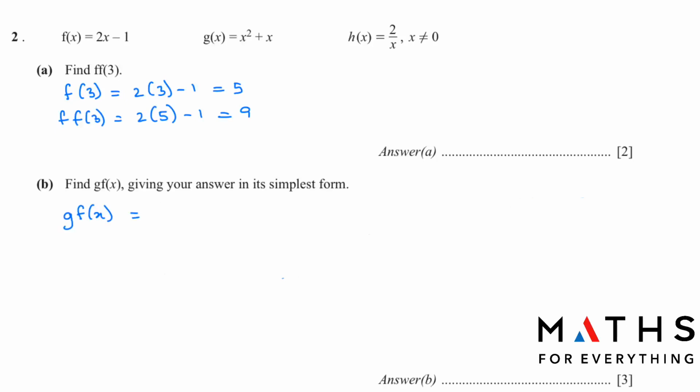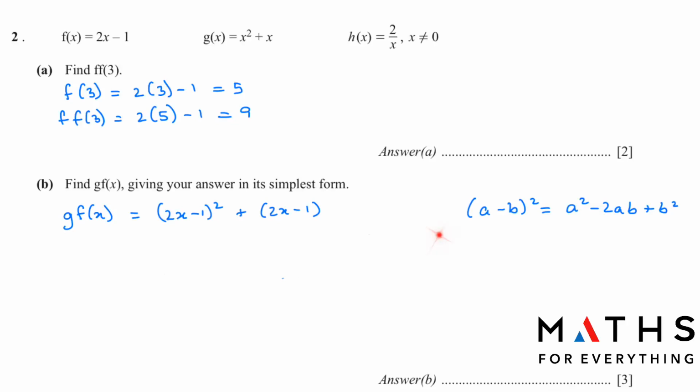So g of f of x, in place of x, we are going to write 2x minus 1 and put the square outside, plus in place of x, 2x minus 1. To expand this, we are going to use the identity (a minus b) square, which is equal to a square minus 2ab plus b square. It's a good idea to memorize these identities. This you will need till the end of your schooling.